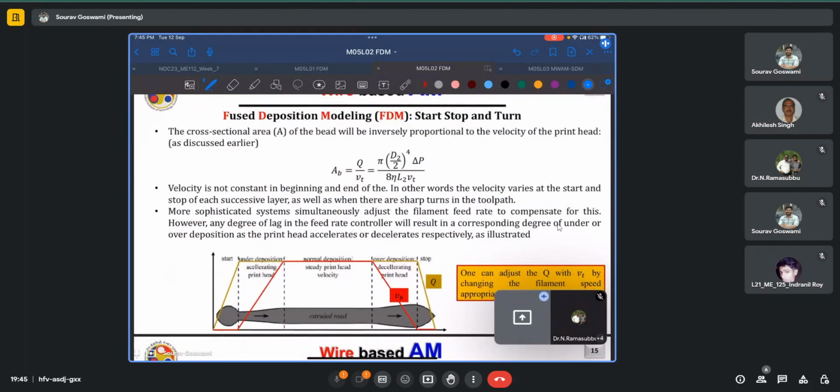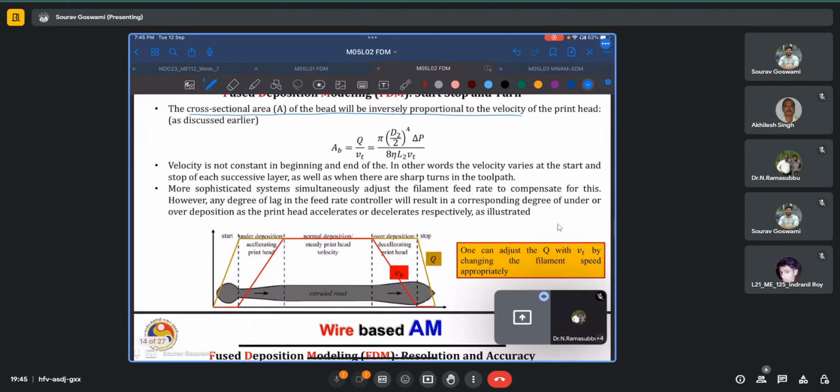Now, as we have been discussing, the cross-sectional area of the bead will be inversely proportional to the velocity, and this velocity is not constant. So it changes at the start of deposition and at the end of deposition. And we have been discussing these inertia effects. Say when the print head is taking a turn, it will have to change its velocity, it will have to accelerate. So the deposition rate also does not remain constant. It varies with these changes in the build path.